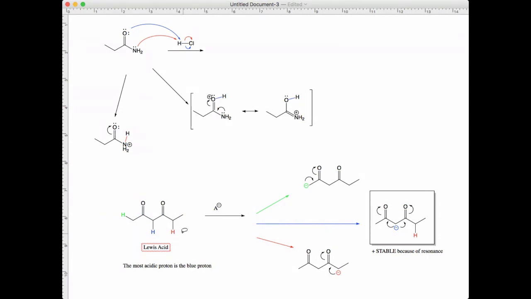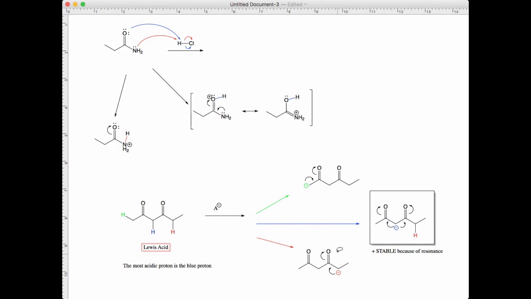Acidity comes from polarization in covalent bonds. So you look for hydrogens bonded to highly electronegative atoms. Once you focus on these three, to answer the question which one is more acidic, draw the conjugate bases. Conjugate base from green, conjugate base from blue, conjugate base from red.